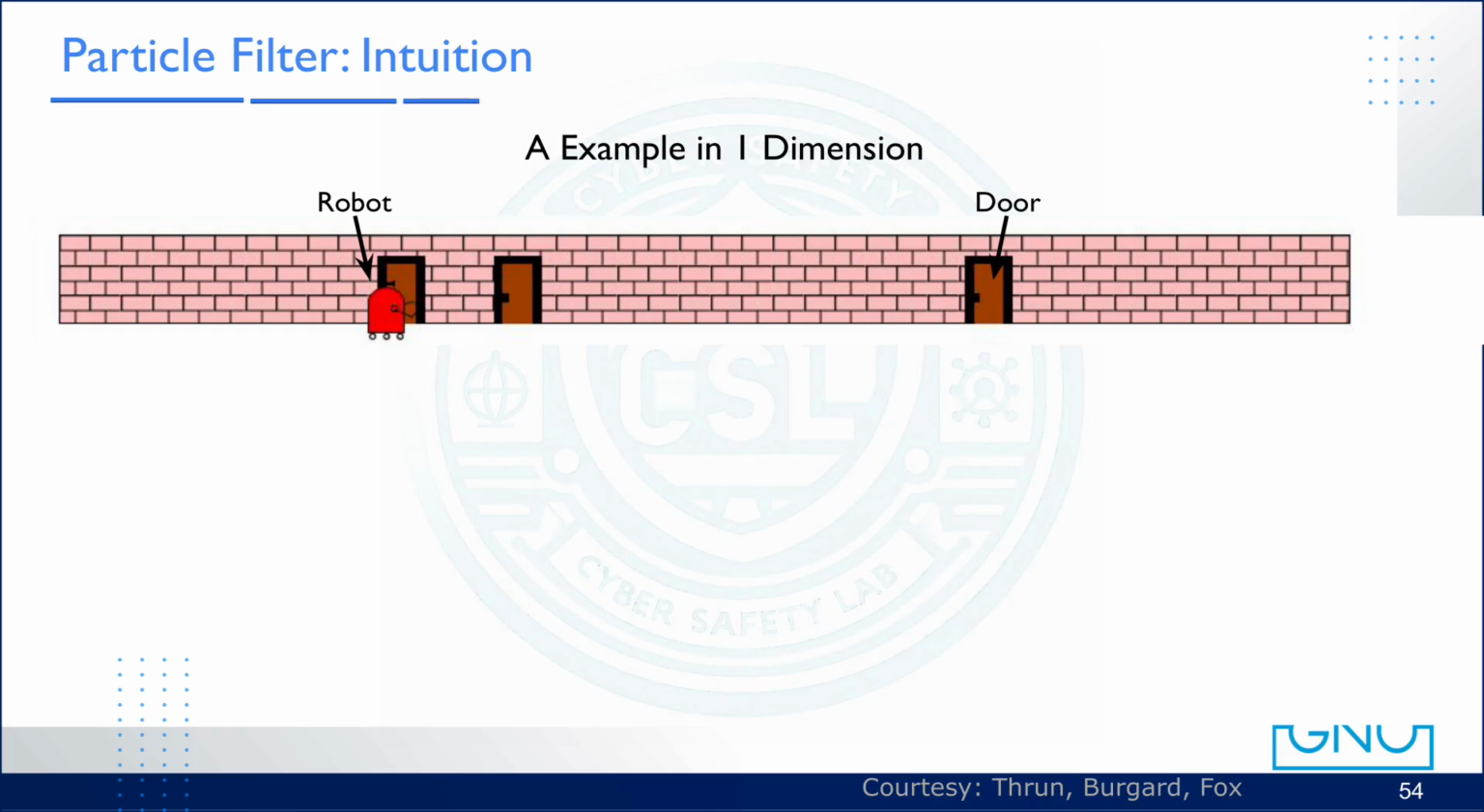To understand Monte Carlo localization, we first need a clear intuition for how particle filters work. So let's start with a very simplified example in one dimension. Imagine a robot moving back and forth inside a long corridor. Along the corridor, there are a few doors placed at known locations. The robot has a simple sensor that can only detect whether it is next to a door or not. It also has access to odometry, which gives an approximate distance it has moved.